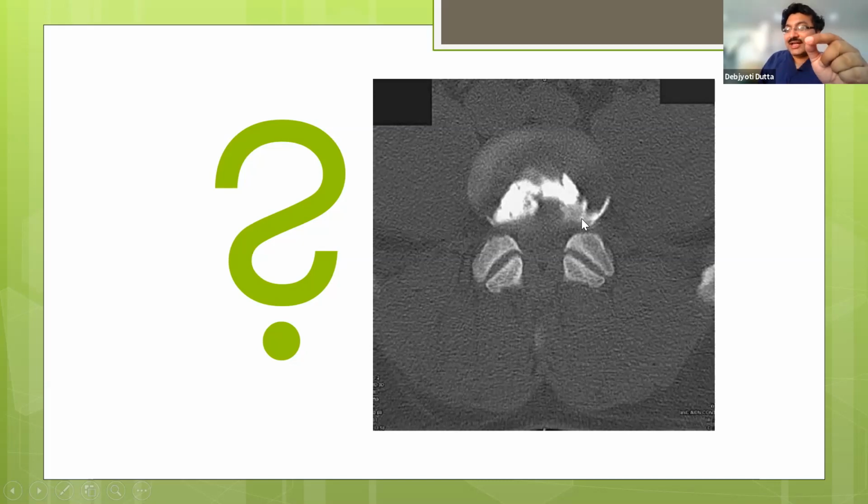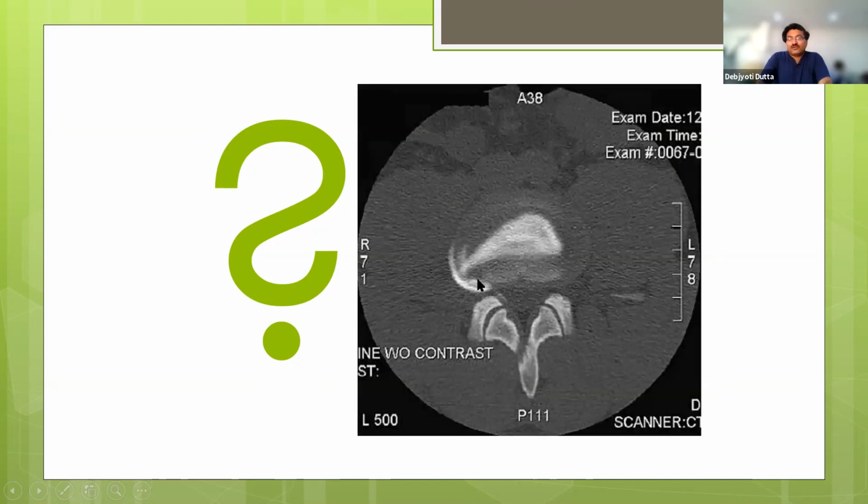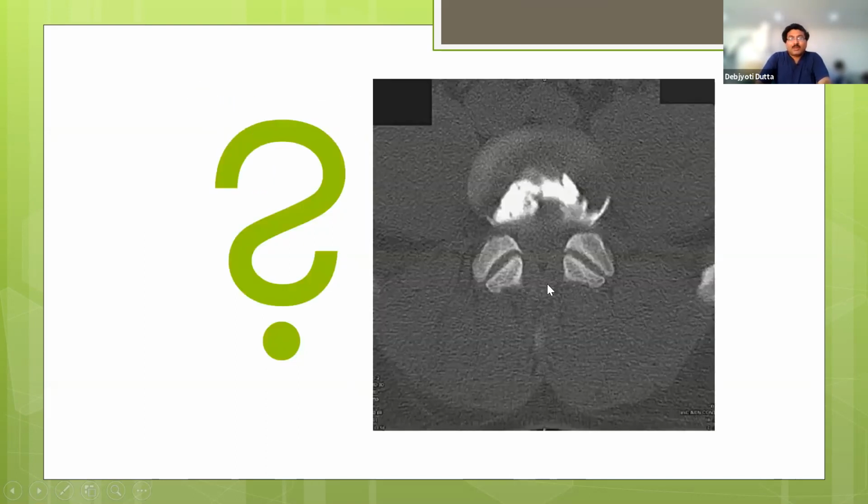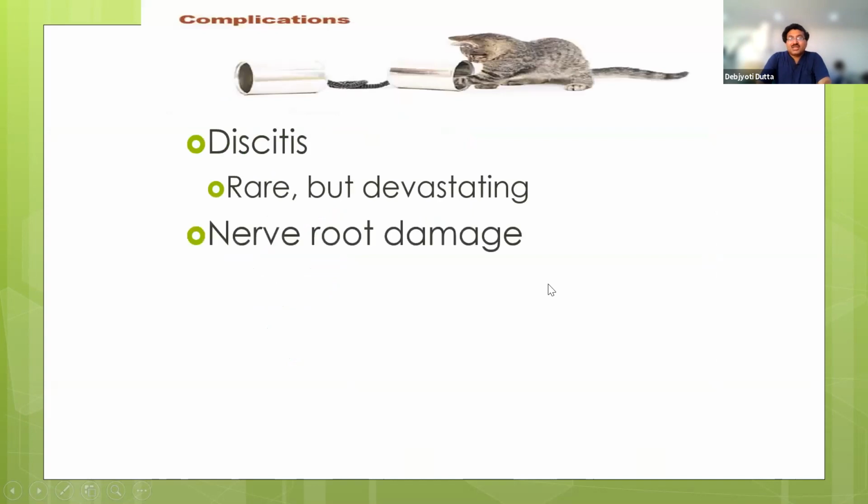Grade 4 is when we are getting an additional radial fissure along with the annular fissure. That should be called a grade 4. So this is grade 4 with 2 radial and 2 annular fissures. Again, this is grade 4 with a single radial and annular fissure. So that is how we grade the discs.